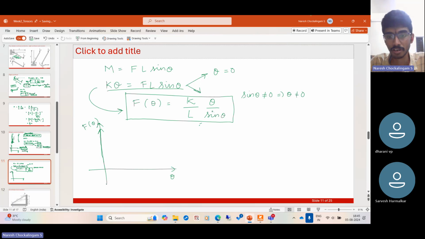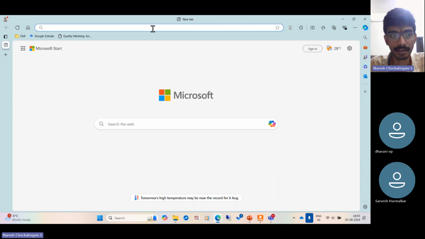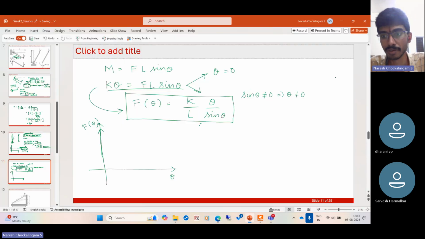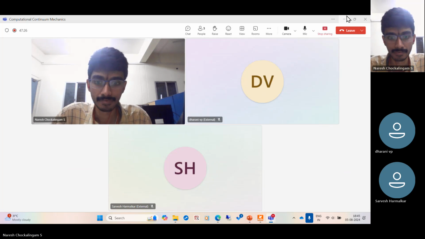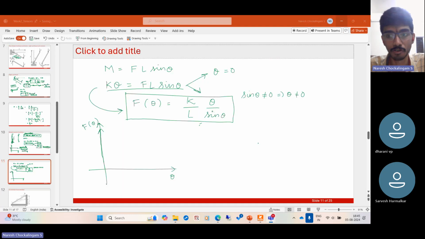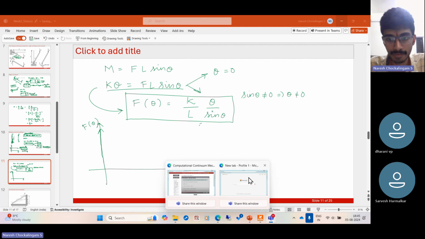You can open it, you can also do it alongside. Any doubts before we get to that point? If you have any doubts, you can ask. Seems like there are no doubts. Let us visualize this solution.